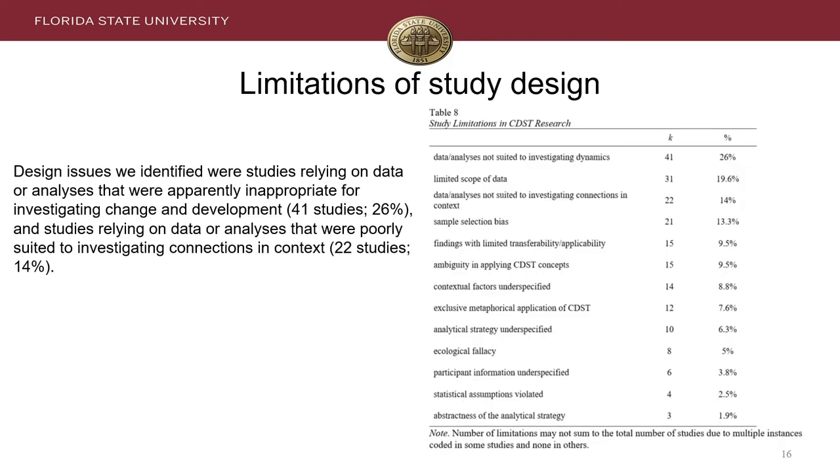Our third and final aim relates to methodological rigor and what areas, if any, were apparent for improving the quality of research going forward. And some of the most prevalent design issues we identified were related to data or analyses that were seemingly inappropriate for investigating change and development, or unfortunately, studies relying on data and analyses that were poorly suited to studying connections in context. For example, it's not hard to appreciate why studies drawing on a single round of interviews or cross-sectional test data at one or two time points would struggle to shed any light on complex connections in context or dynamic change.